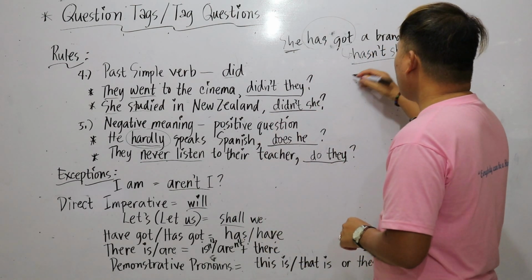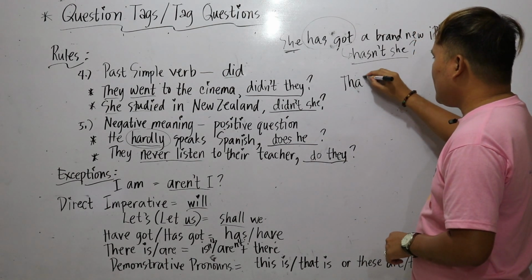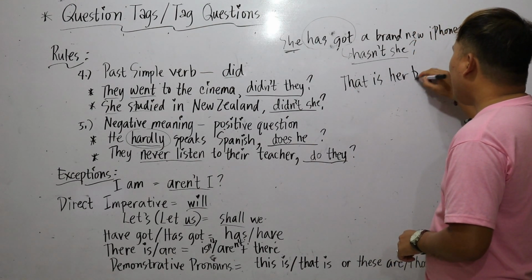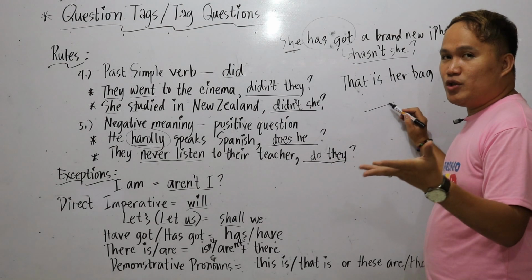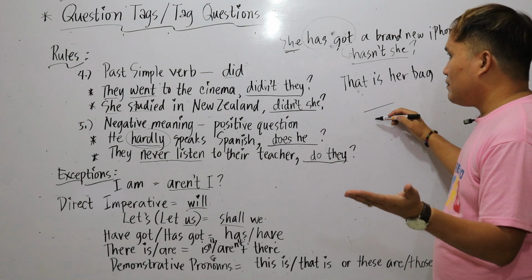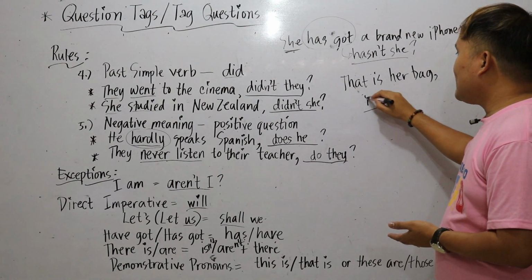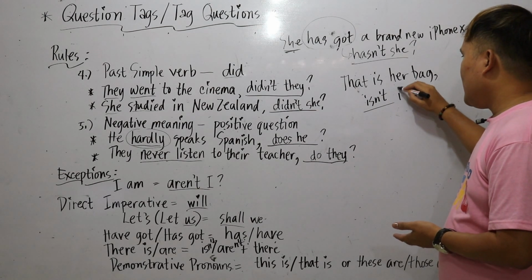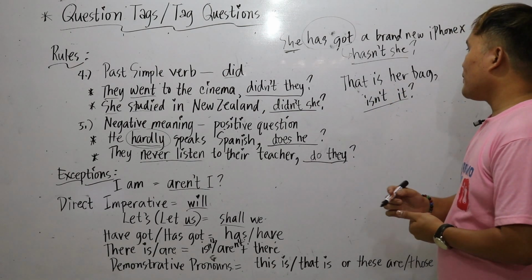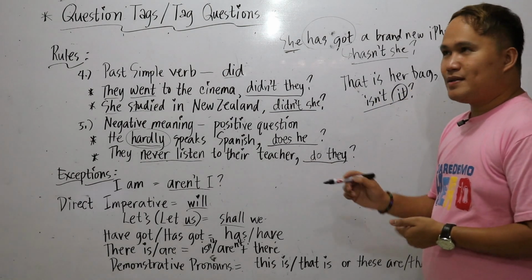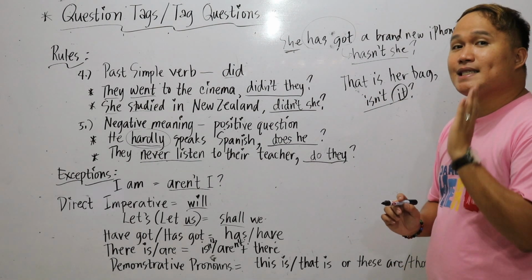For demonstrative pronouns, let's use that is her bag. Since we use a positive statement, we should use a negative question tag. That is her bag, isn't it? Regardless of whether we use that or this, we have to use it. You don't say, that is her bag, isn't that? It should be isn't it.